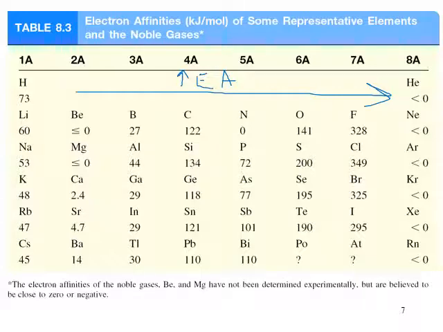It jumps all over the place because, look, you have 60 for an electron affinity, then it goes down to nothing. Then it goes up to 27, up to 122, then down to nothing, then up to 141, then up to 328, then down to nothing. And the reason for that is because of the electron configuration. You have to look at that specifically and individually to see where that electron would be put, and if it is favorable to be put there at all.